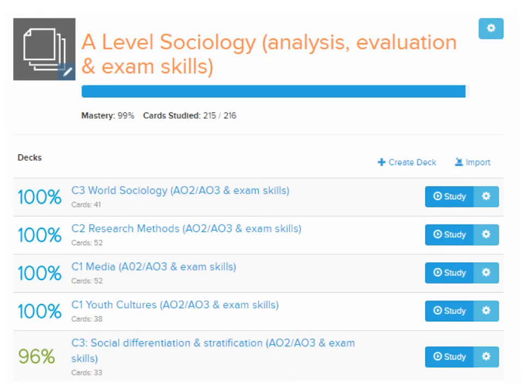And finally, remember that the best way of revising to any type of exam is to test yourself as much as possible. So make sure that you're using the Brainscape revision cards for world sociology and social differentiation and stratification, because these cards will help you to test yourself on the most likely examination questions.